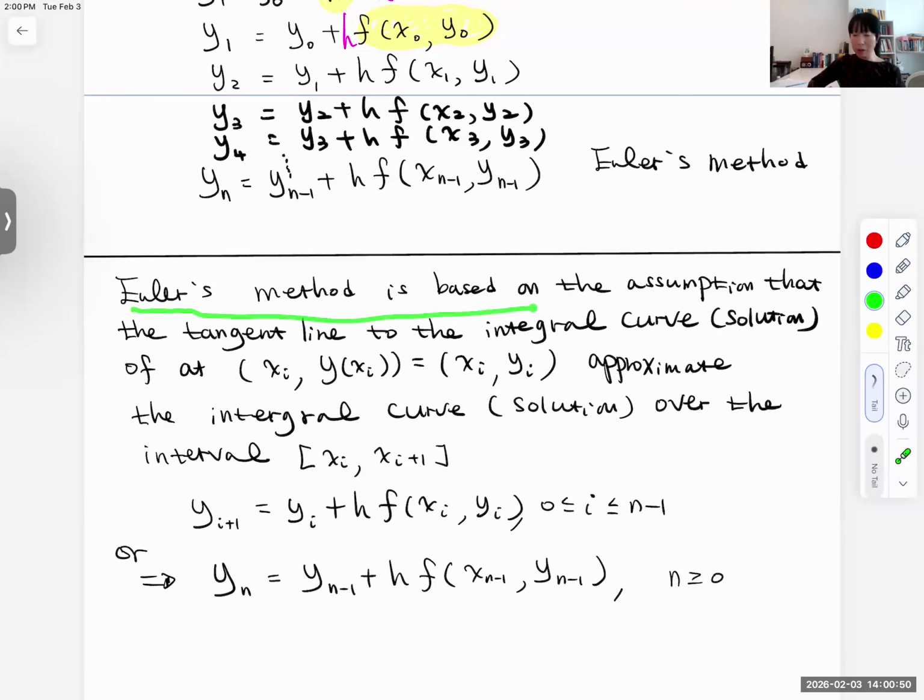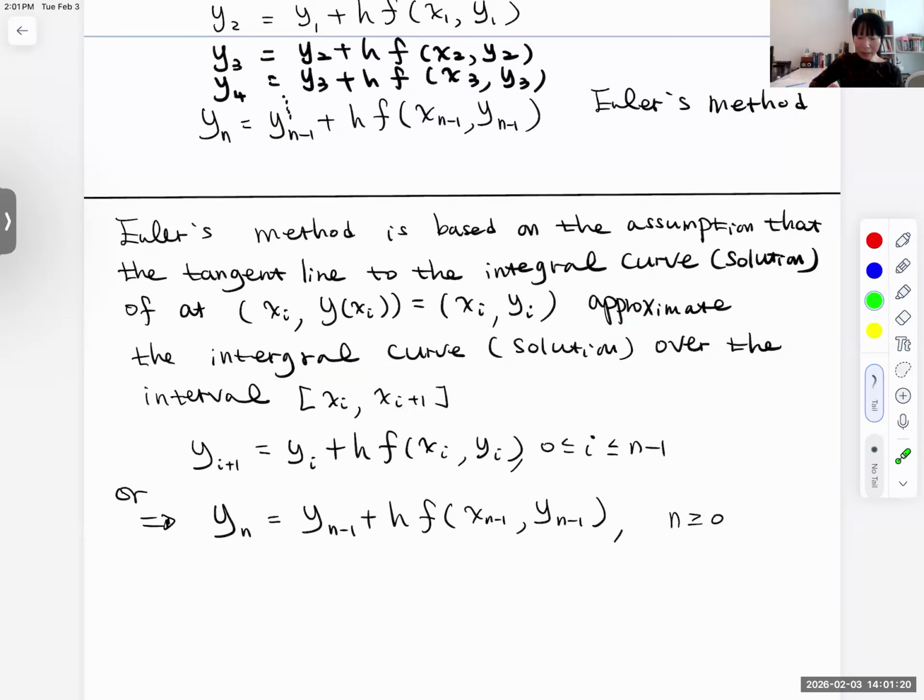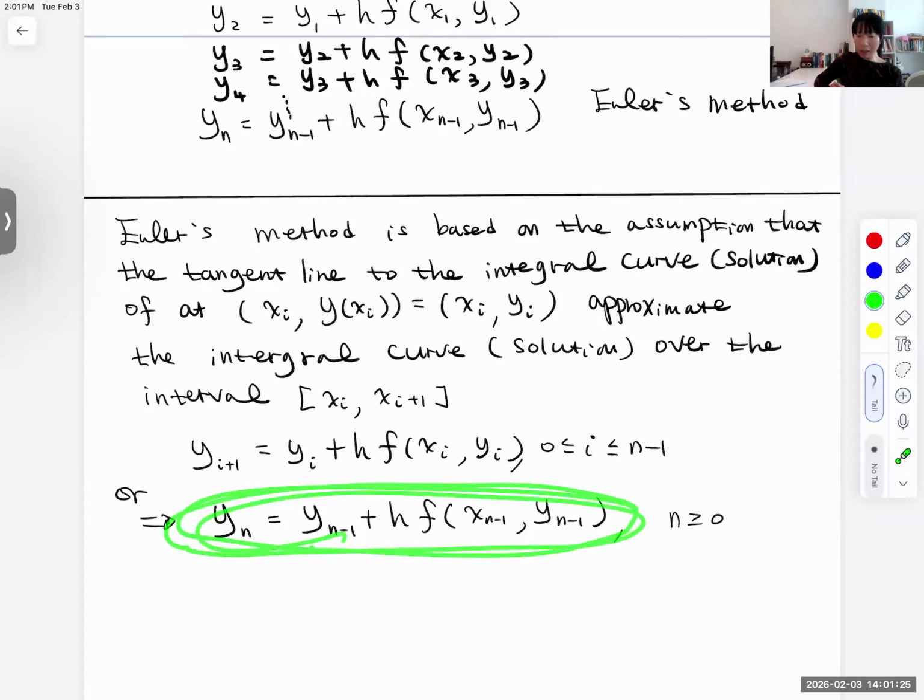Let's take a look. Euler's method is based on the assumption that the tangent line to the integral curve, which we talked about in the beginning about the solution, at the point approximates the integral curve over the interval. So we had y sub n and so on, same as here, same as here.